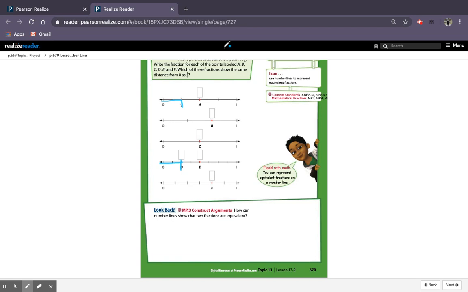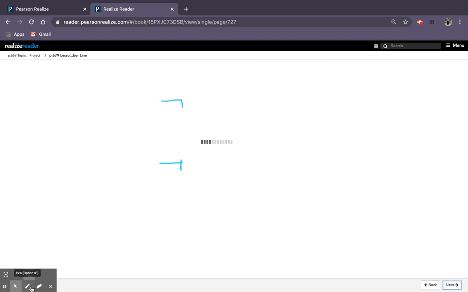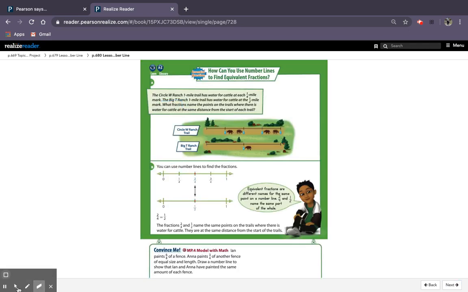So if the two fractions are the same distance from 0 and name the same point on the number line, they are equivalent. Okay, I am going to go to the next page. Let me clear my screen.